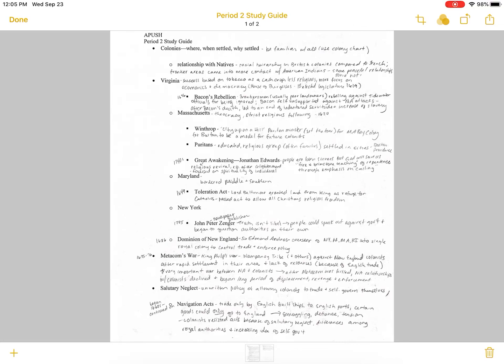Okay, so let's talk a little bit more specifically about Virginia. Their success was based on tobacco as a cash crop. Now remember, Jamestown is the first permanent settlement way back in 1607. So they have been around probably the longest, and they learned how to use tobacco to their benefit and make a lot of money. It was not really religious. There was a lot less religious stance. There was more focus on the economics and democracy. Remember, the House of Burgesses was the first elected legislature way back in 1619. So keep those things in mind.